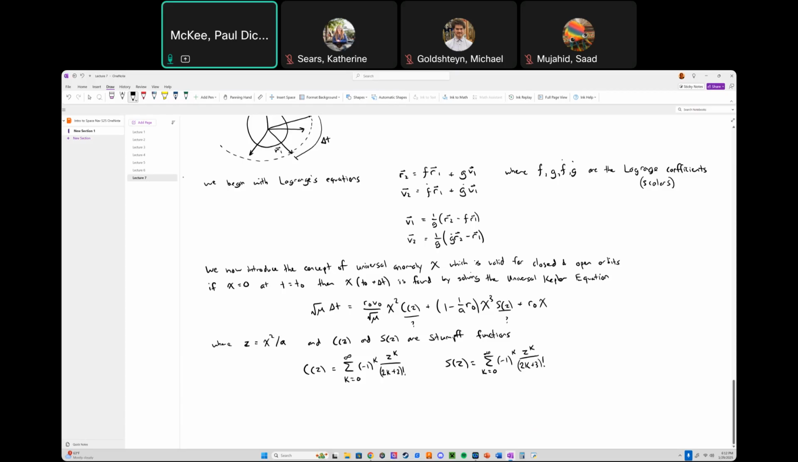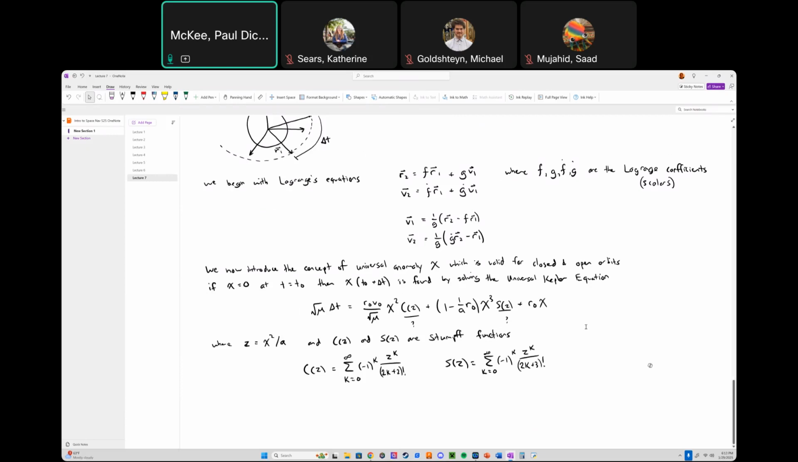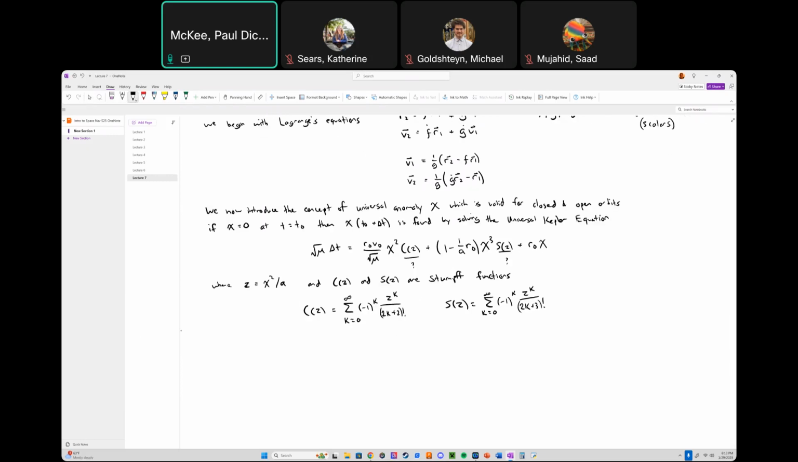Okay. Why do we bother with this? Well, because our kind of home base is these Lagrange equations. And you can actually work backwards and solve for the Lagrange coefficients as functions of this universal anomaly and Stumpff functions and so on. So after some manipulation, we can solve for the Lagrange coefficients. And it would look like this.